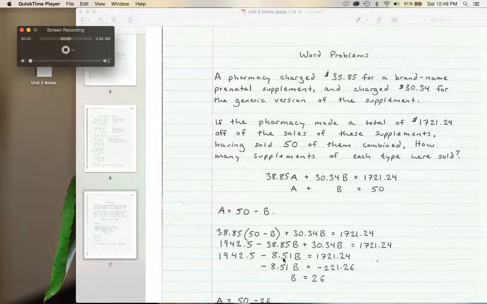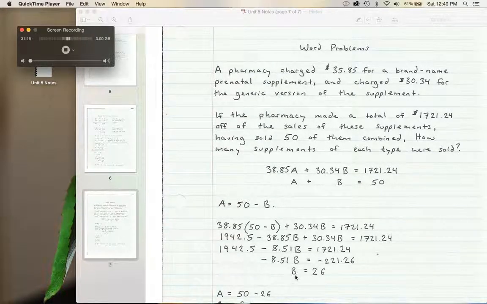And from here, to get the b by itself, I'm going to subtract 1942.5 from both sides. And that leaves me with negative 8.51b and negative 221.26 on the right-hand side. To get b all by itself, I'm going to divide both sides by negative 8.51, leaving me with b is equal to 26. So now I have found the value of one of my variables. This happens to be the second value in my ordered pair. I know that b is equal to 26.